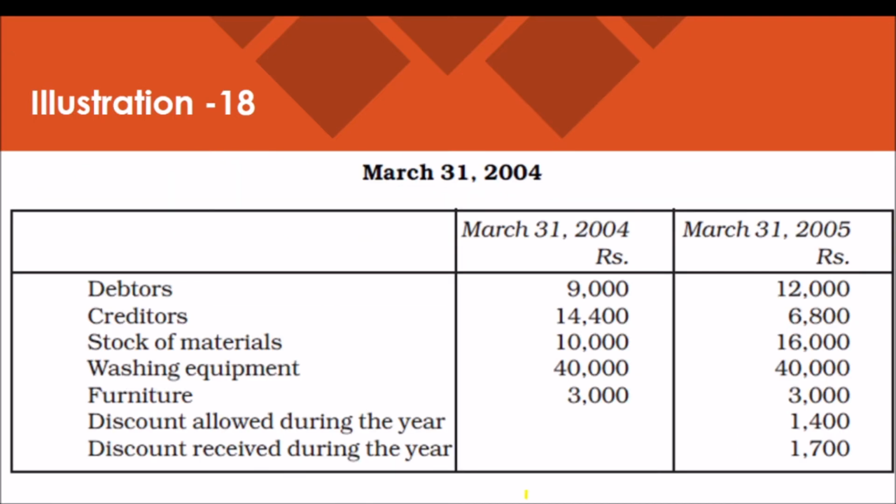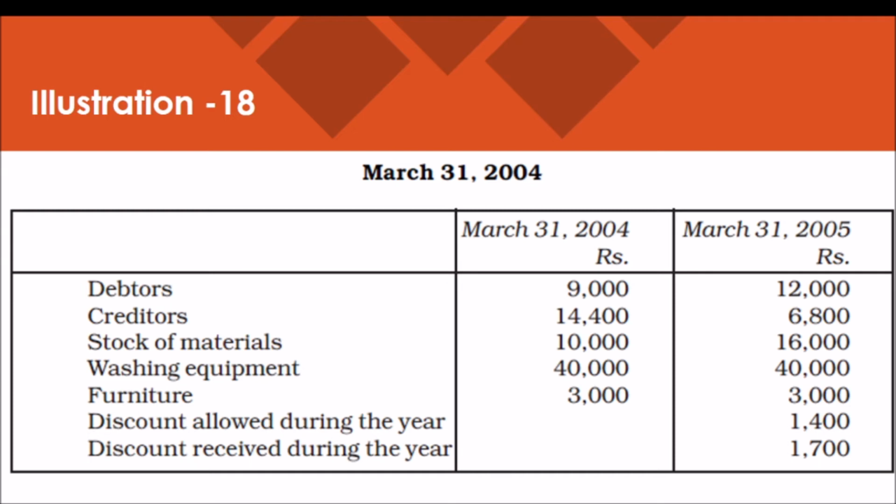Debtors opening and closing balance is given for the preparation of the total debtors account. Creditors opening and closing balance is given for the preparation of the total creditors account. Stock of material: opening stock 10,000, closing stock 16,000. Opening stock is used in the trading account debit side. Closing stock is recorded in the trading account credit side, and also in the balance sheet. Stock of material is recorded in that way.